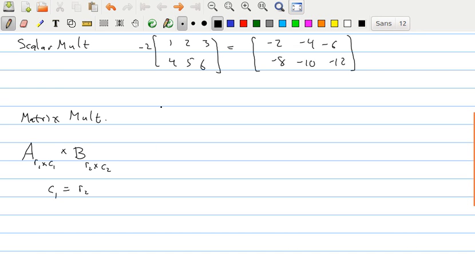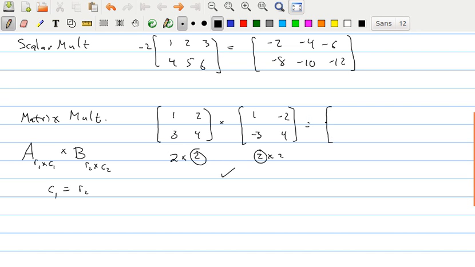So let's look at a fairly small case. Let's look at a 2 by 2. Let's say we have got 1, 2, 3, 4. So this is a 2 by 2 matrix, 2 rows, 2 columns. And we're going to multiply this by, say, 1, negative 2, negative 3, 4. This is also a 2 by 2. So the number of columns here matches the number of rows. So it works, so I know I can do the multiplication.